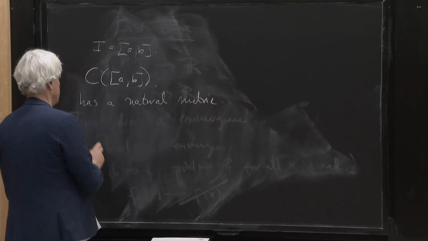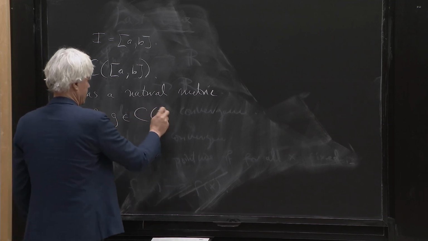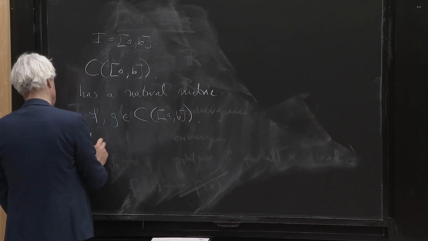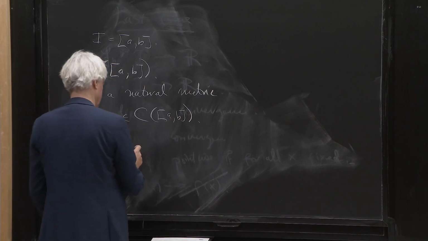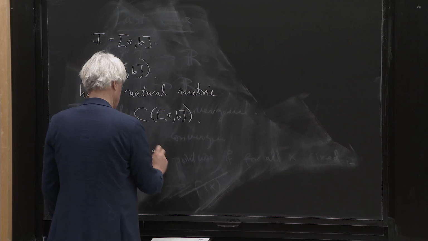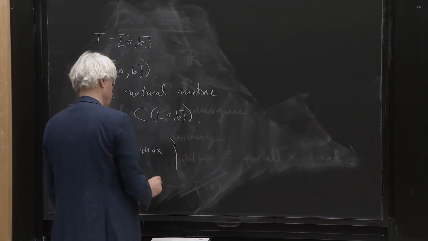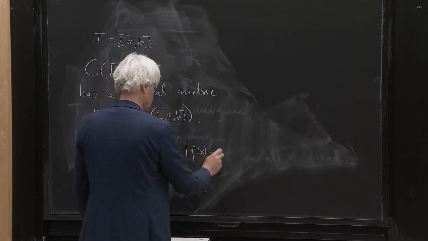And that metric is that if you take two continuous functions on the interval, then the distance between these two functions is just the max of the difference between the two functions.